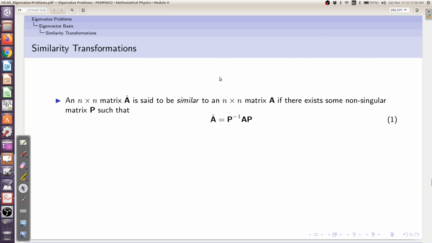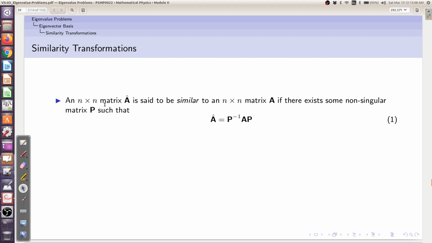Hello everyone. In this lecture we will be looking at what are known as similarity transformations. Just like we were talking about orthogonal transformations and unitary transformations, their importance was that they preserve the inner product. In a similar way, similarity transformations preserve the eigenvalues of a matrix. So how do we go about doing that?